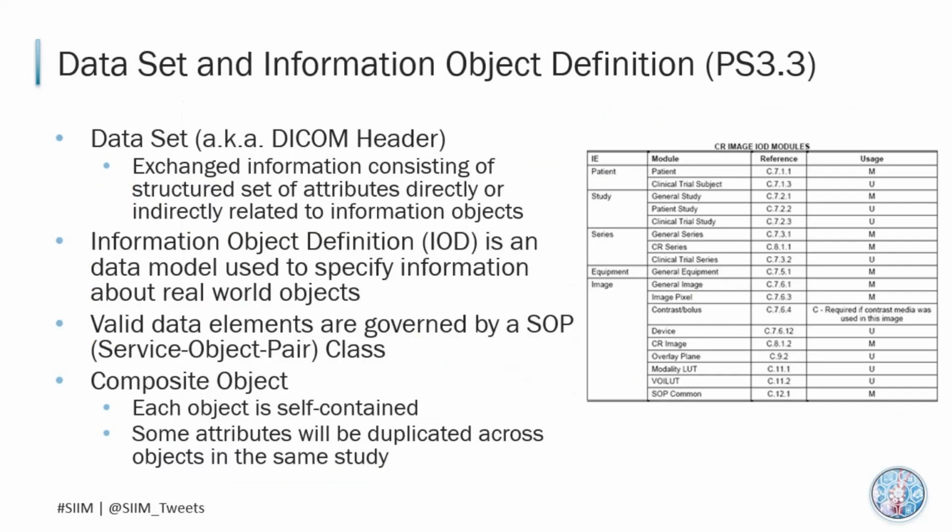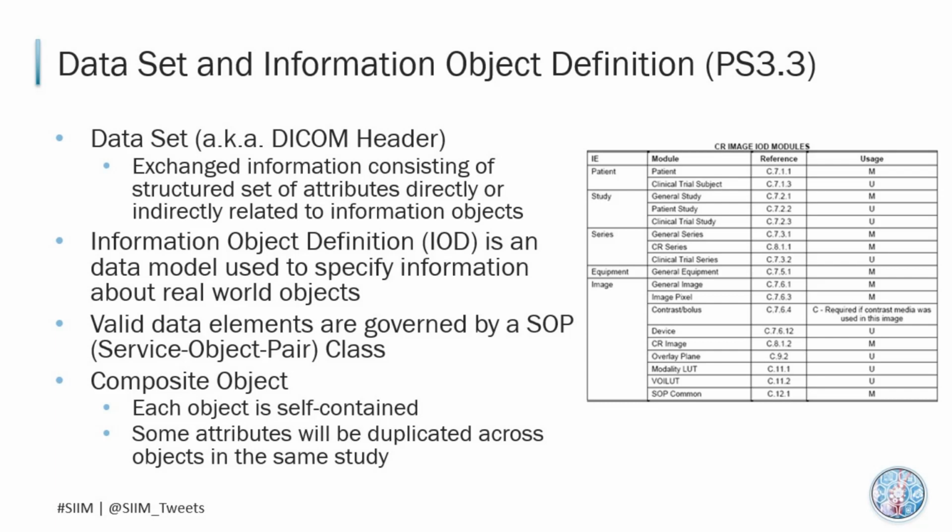Metadata, also known as the DICOM header, communicate a rich set of attributes related to the object. An information object definition, or IOD, defines a data model for a real-world object. Since not everything defined in DICOM are applicable to all objects, a service object pair governs what are valid data elements for a particular object. It is identified as a subclass.